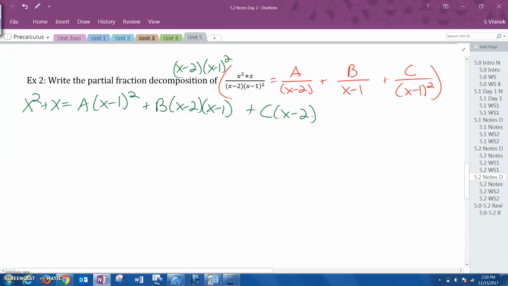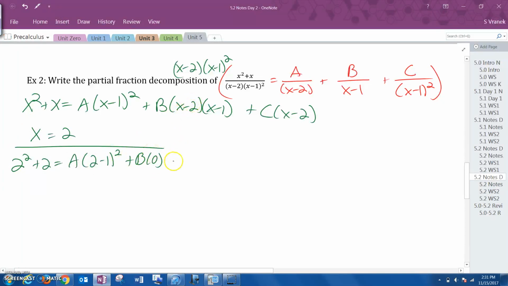And then we do the exact same process we did for the last problem. Figure out which x values will help you cancel out things. The first x value I want to use, which is one of my denominators, is 2. I can use x equals 2. So I say 2 squared plus 2 equals a times 2 minus 1 squared plus b times 0, because if I put a 2 in there, it's gone. If I put a 2 in for the c, I get a 0 as well. So you should get a equals 6.